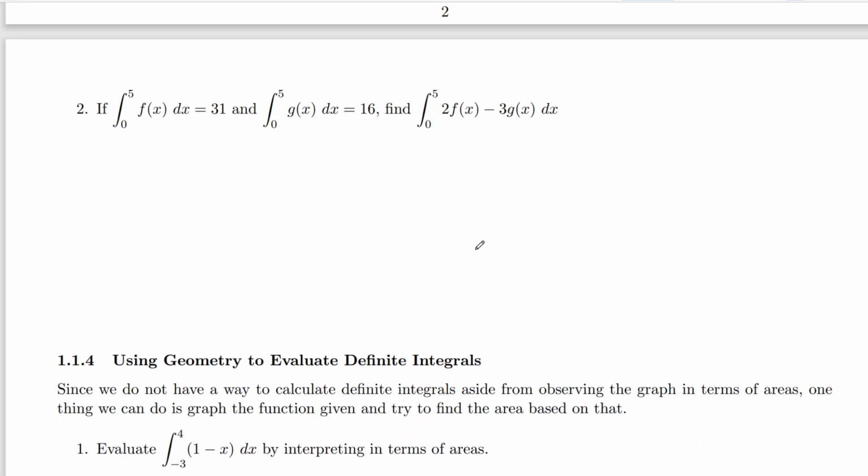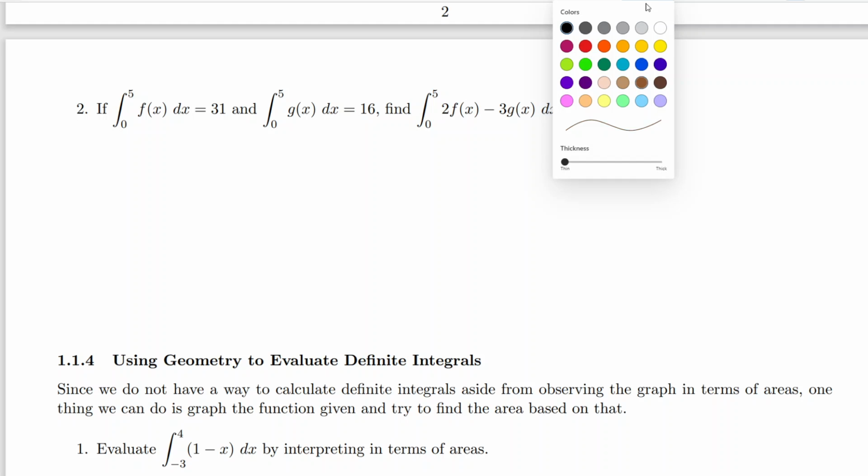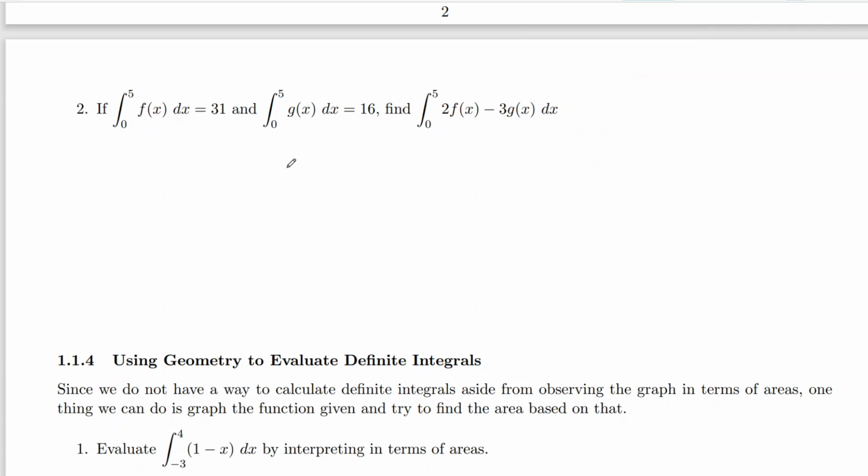Now the next one, this one's probably a little bit easier as far as properties go, because it's more like the derivative property. It says the following. If the integral from 0 to 5 of f of x dx is equal to 31, and the integral from 0 to 5 of g of x dx is equal to 16, we want to find the integral from 0 to 5 of 2 f of x minus 3 times g of x. Well, since that's what we want to find, that's what I'm going to start with writing. We have 2 f of x minus 3 g of x.